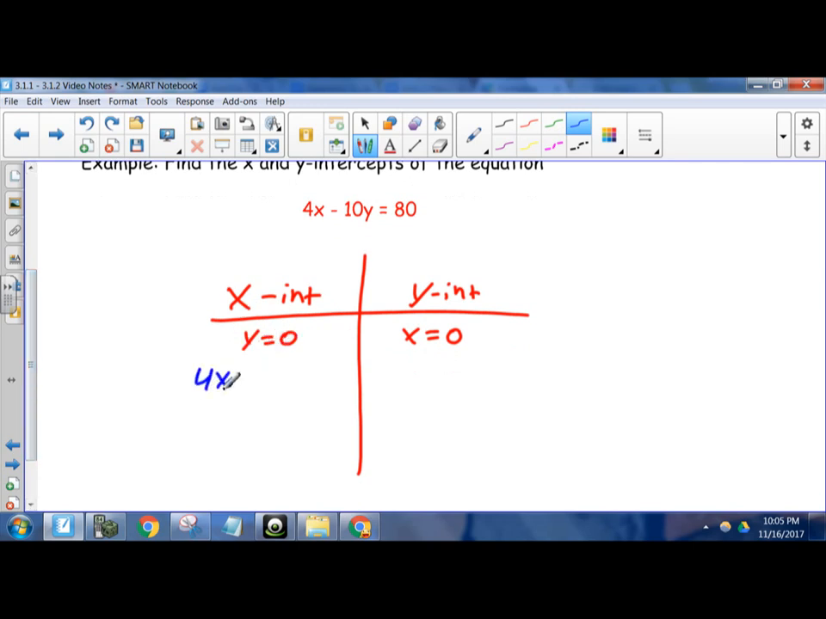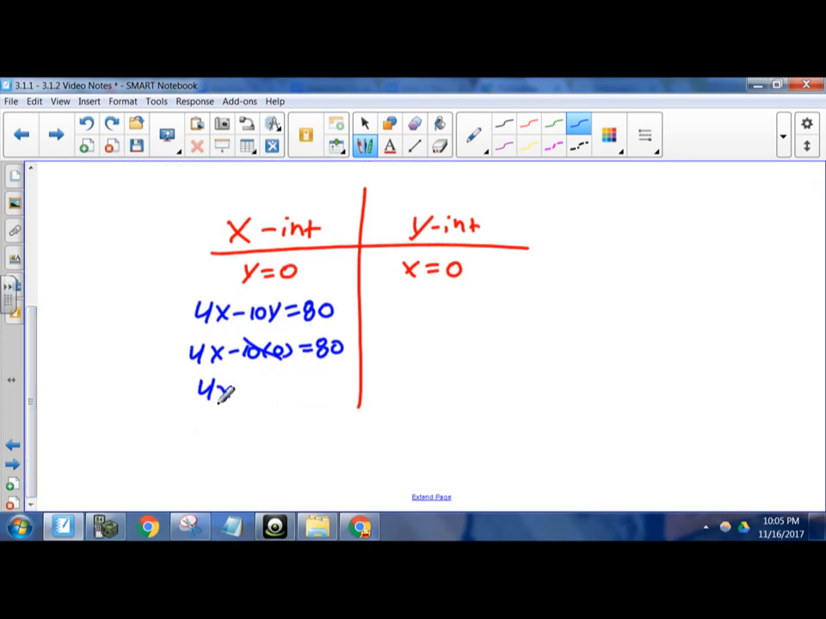So what I like to do is write down the equation, looks like this, and y is going to get replaced with a 0. So I'm going to plug a 0 in for y. And what that's going to do is basically wipe out this negative 10. So I'm only left with 4x equals 80. And if I were to divide by 4, I've got x is equal to 20. X equals 20.